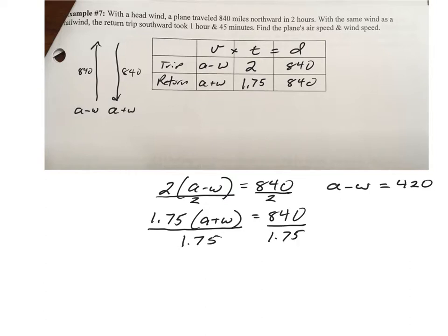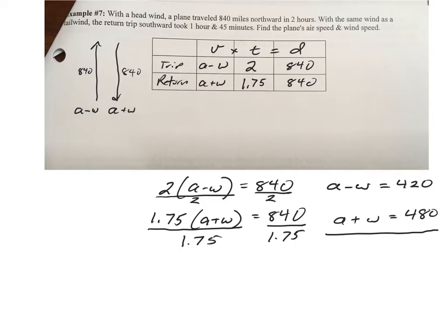And who can do this one? Well, it's going to be A plus W equals 480. Okay, I admit I used a calculator on that. Again, we get a really simple, nice, gentle elimination setup here.